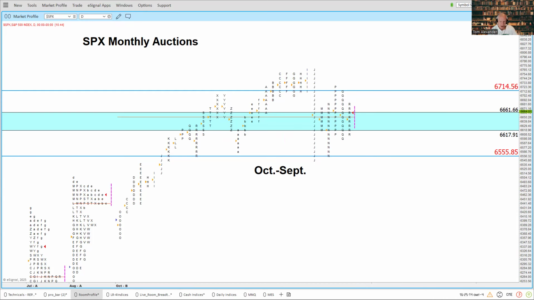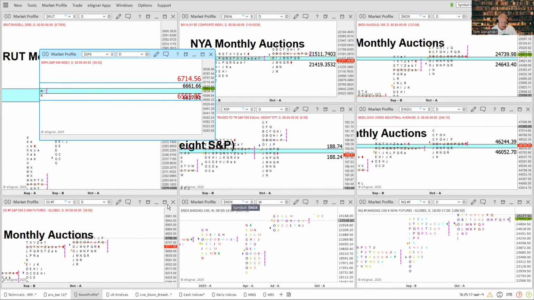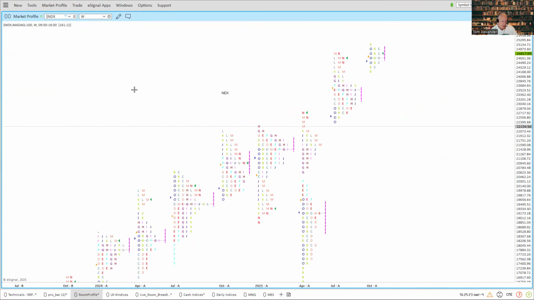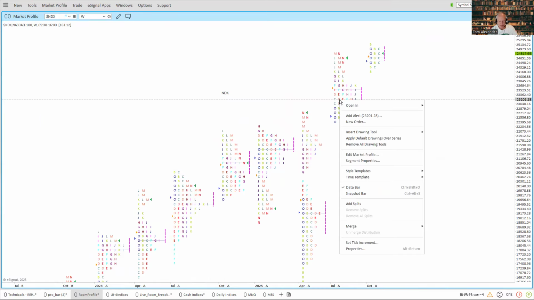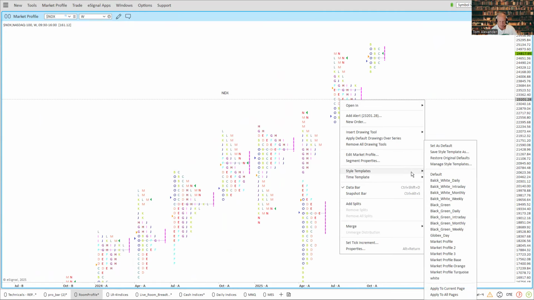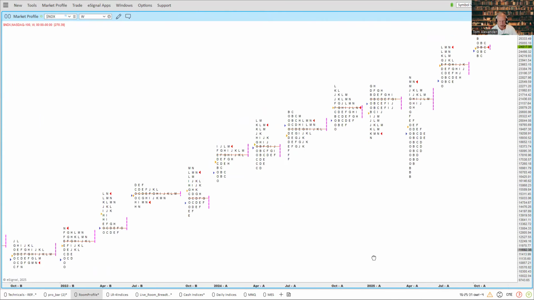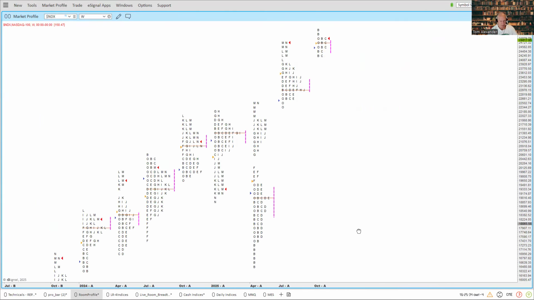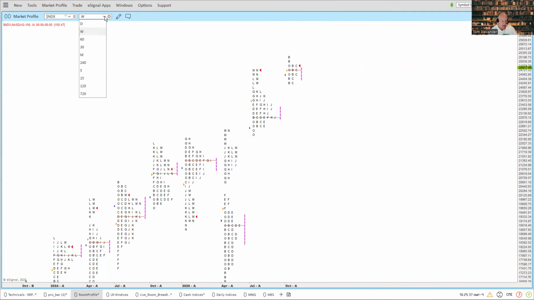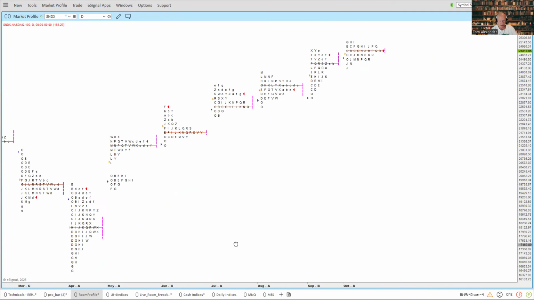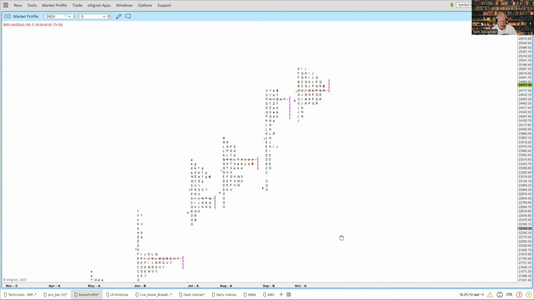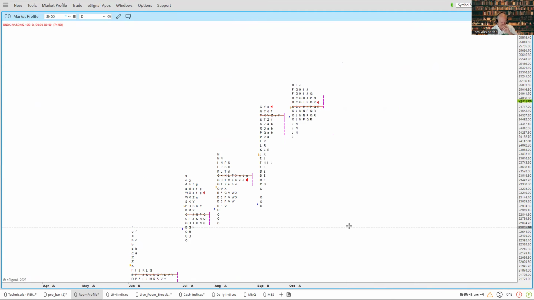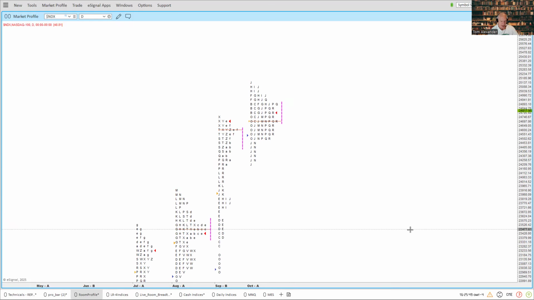Okay, so this is the SPX. I want to show the NDX. Here's the NDX. Let me go down to the daily. Here we go. So it's pretty close to the same picture that we see in the SPX, the NDX. We closed right at the midpoint of the high volume node for the month of October so far.